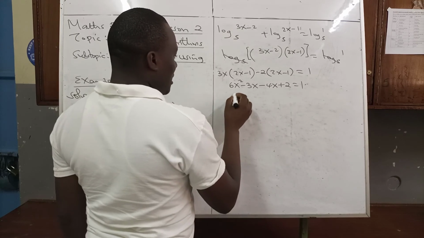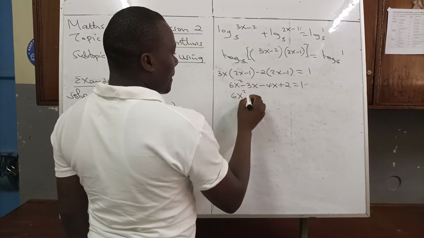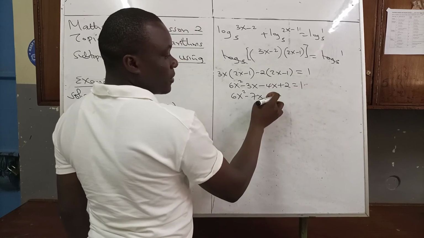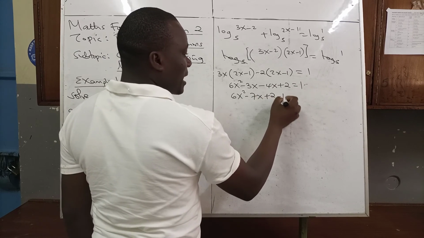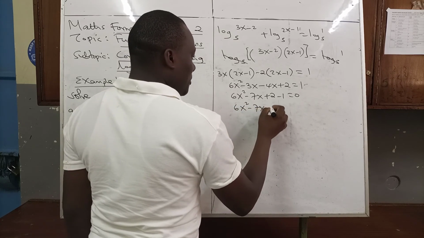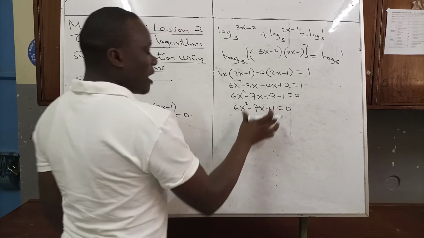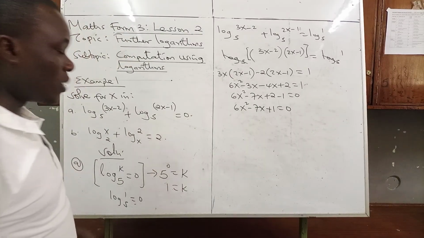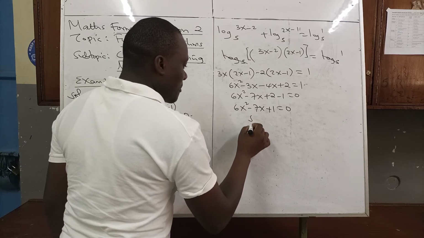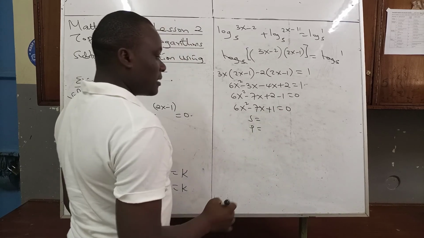Putting like terms together, we will have 6x squared minus 7x. Now let's bring this 1 to the other side. It will become 2 minus 1. So this is 6x squared minus 7x plus 1 is equals to 0. We have obtained a quadratic equation. We can use factorization methods to solve that by coming up with sum and product.